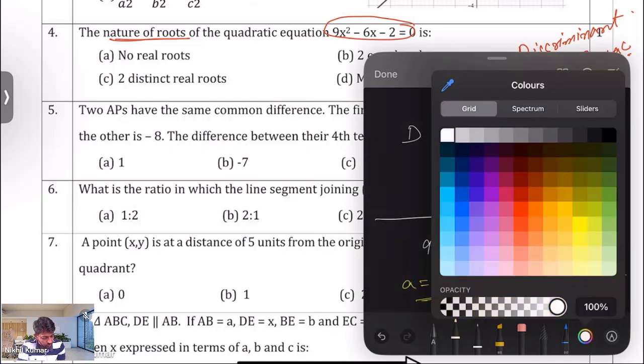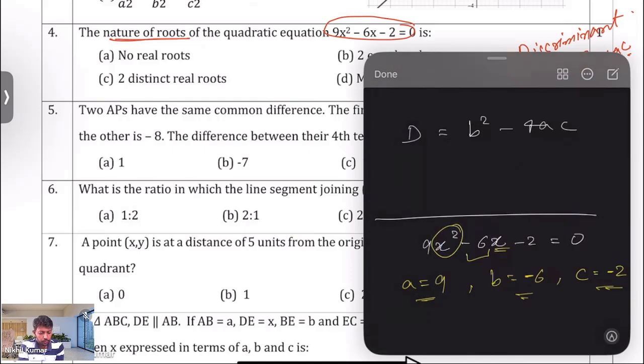Okay, so the discriminant is this. Let's calculate b square minus 4ac: 6 square minus 4 times 9 times minus 2. You don't have to calculate this at all. You just need to see whether this discriminant is positive or negative or equal to 0. That's all. Once you know that, you will know the nature of roots.